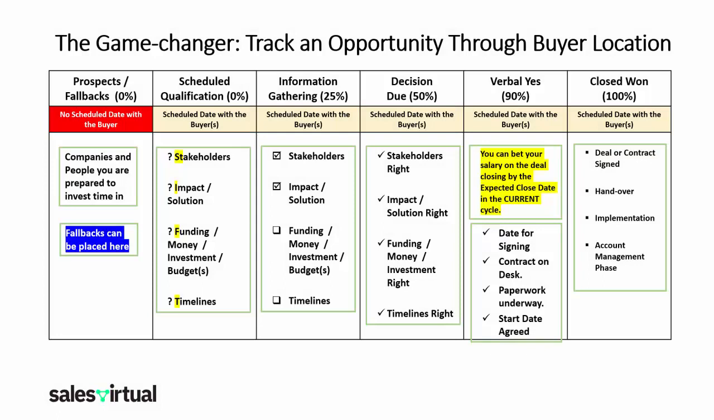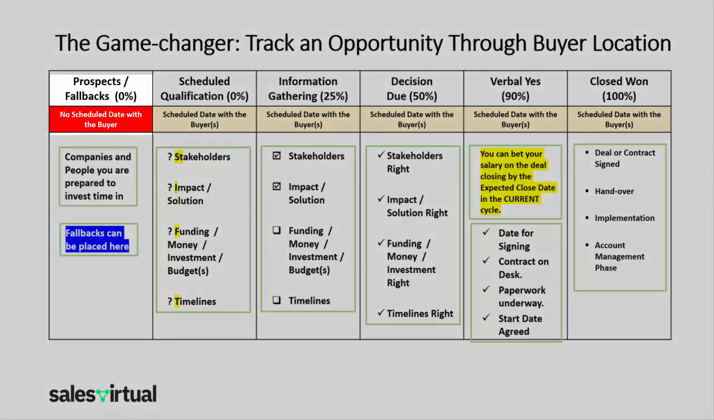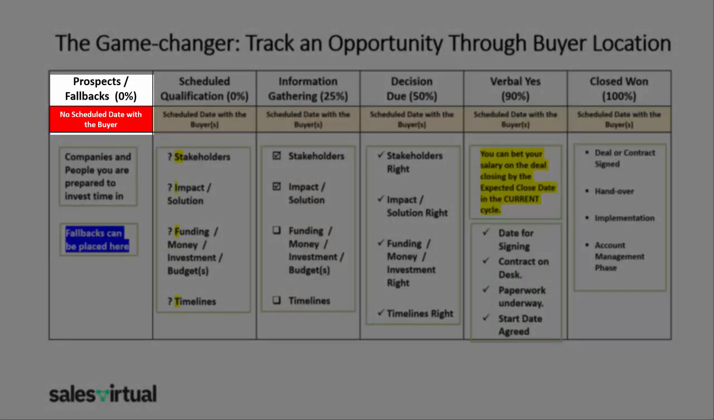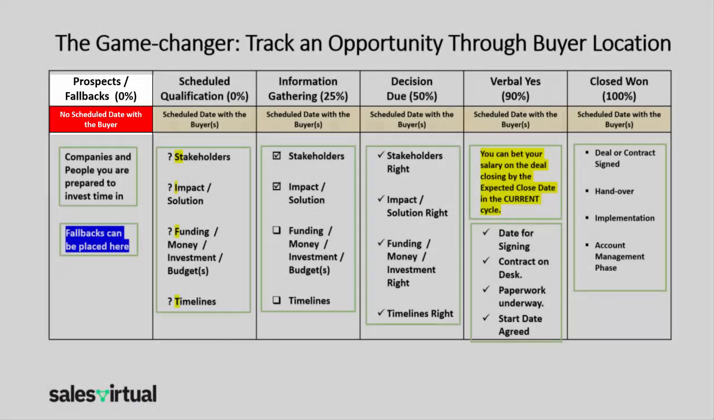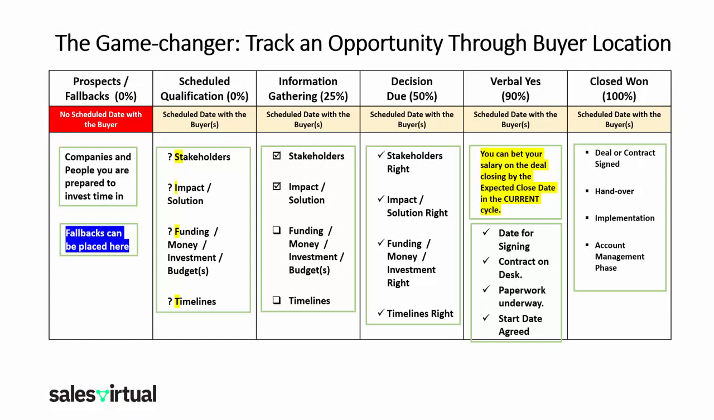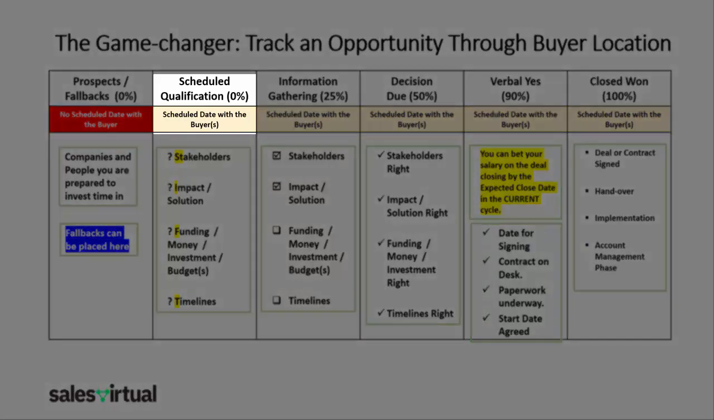Now that we have a framework for tracking buyer location and movement, we can put some rules and guidelines into each stage. They tell us why and when we should move a deal from one stage to the next, based on what the buyer is doing. In the first stage, the buyer is not engaging. You know them. They may even know about you, but they are not scheduling time with you. Once they do that, you can move to the next stage, which is usually an early qualification stage.